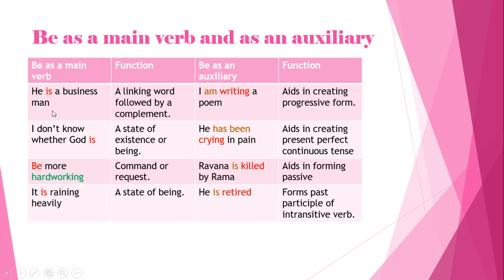So here "he" is the subject, "is" is the verb, and "businessman" is the complement. So this sentence is in the form of SVC, and here "is" is used as a linking word which is followed by a complement. So there is actually a main verb. It shows existence. He is a businessman, which means that in his essence he is a businessman.